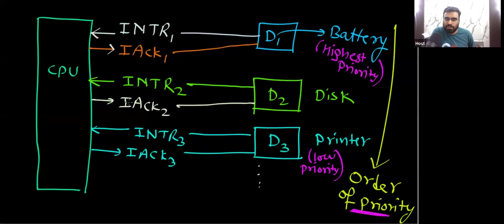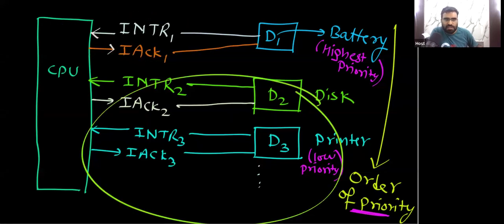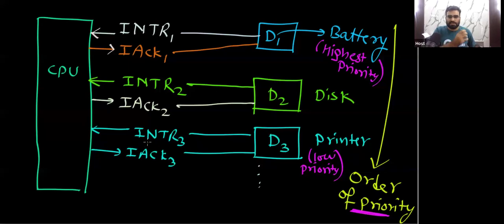Now what will the CPU do? The CPU will not check all the pins. What will the CPU do? The CPU will first check this pin. If this pin is activated, then will the CPU check the remaining pins? Just tell me this point, the simple point.